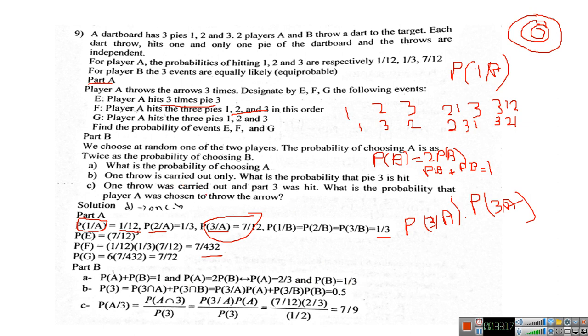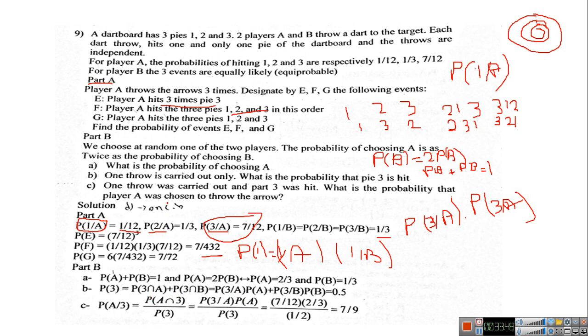One throw is carried out. Because knowing here, guys, listen. If you have knowing A and knowing B, this makes a total probability. For example, suppose we want the probability that pi 1 is hit. So either I pick 1 knowing A, or P of 1 knowing B, because A and B form a total probability, either A or B, and this is the whole universe. You do it with the total probability.